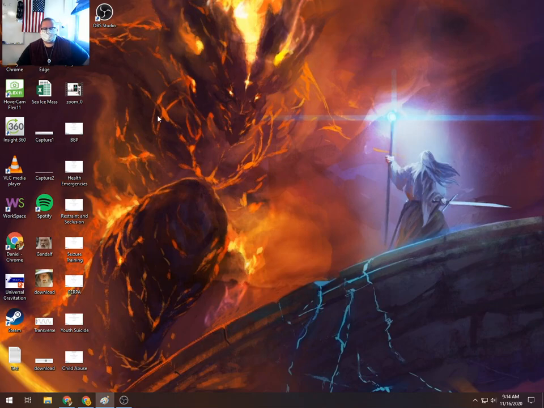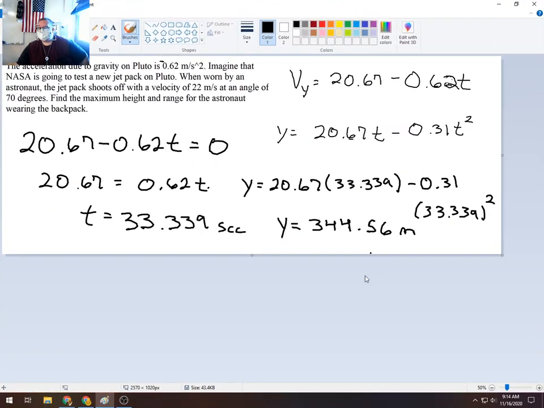Again, the very basic idea of maximum height we've gone over several times. The maximum height occurs when the vertical velocity is exactly equal to 0. So I took my vertical velocity equation, substituted 0 in for Vy, and I simply want to solve for t. I just move negative 0.62 t to the other side and divide both sides by 0.62 to get t by itself. I get t equals 33.339 seconds. So that's when it's at the maximum height, right?